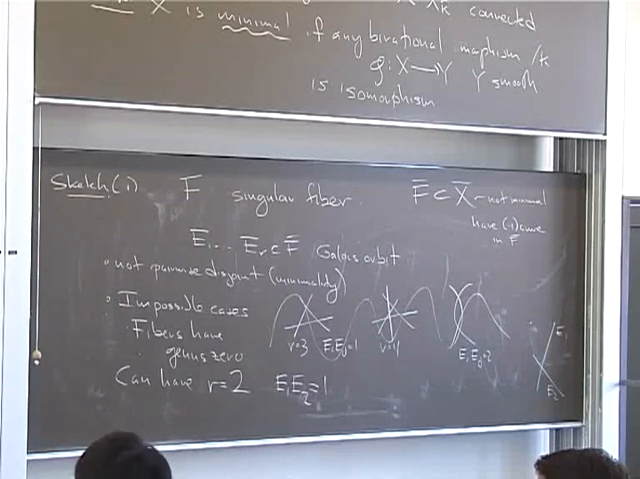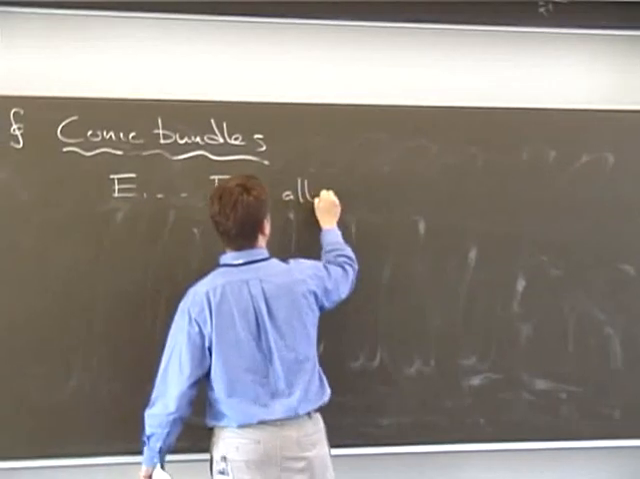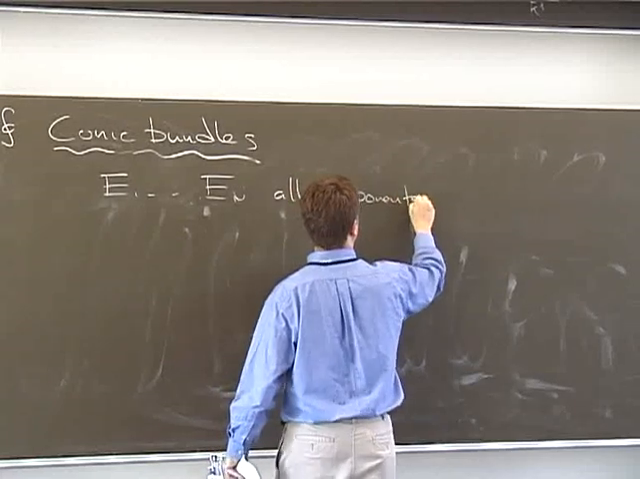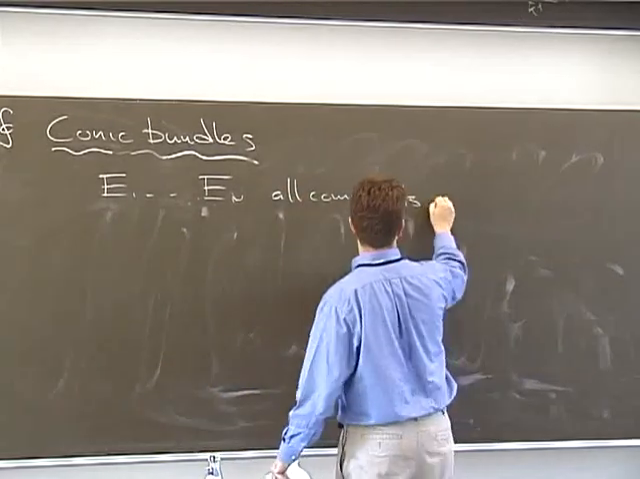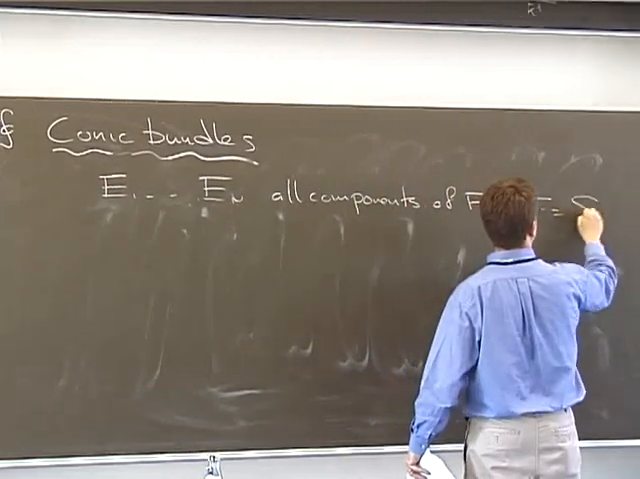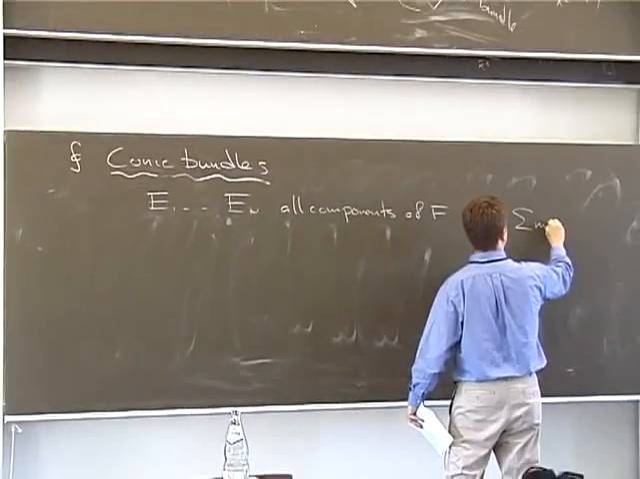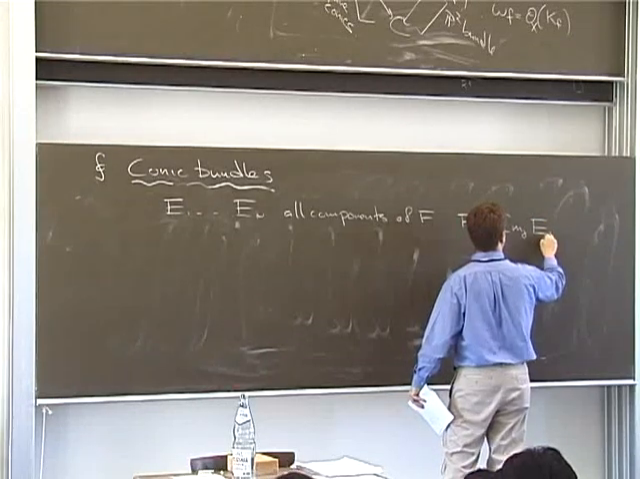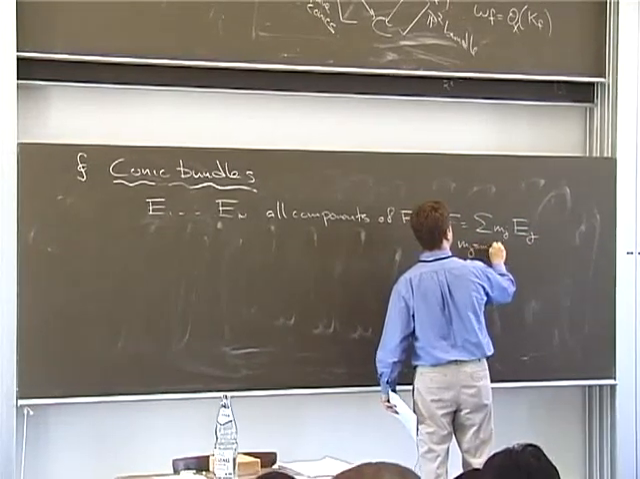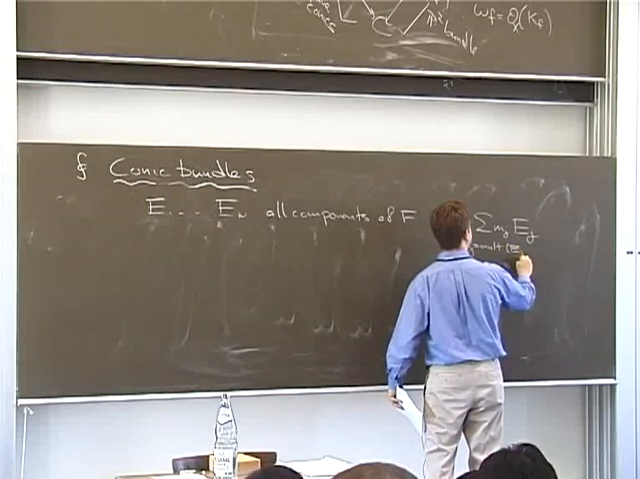Let E1 to EN be all the components of F. And let's write the fiber as a sum, where m_j is the multiplicity of E_j in the fiber.